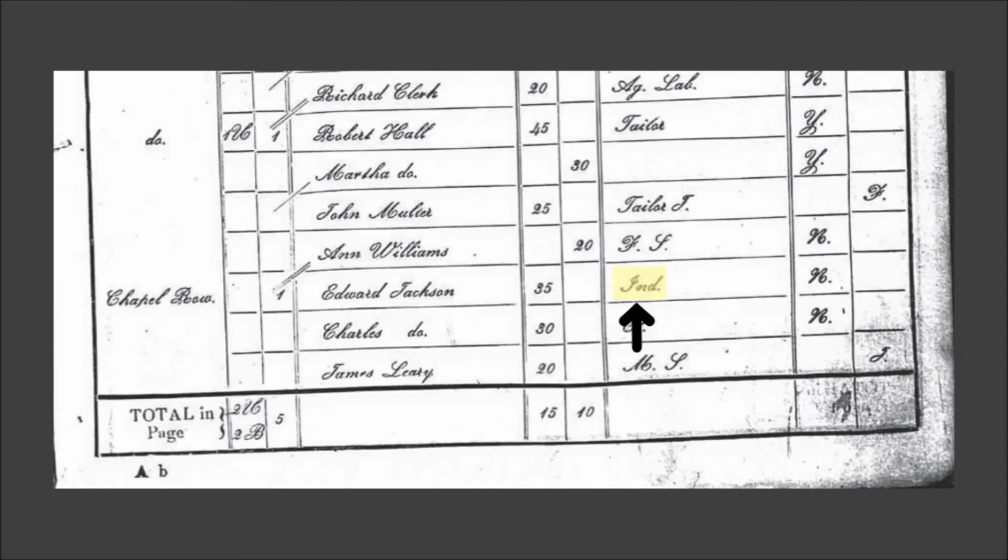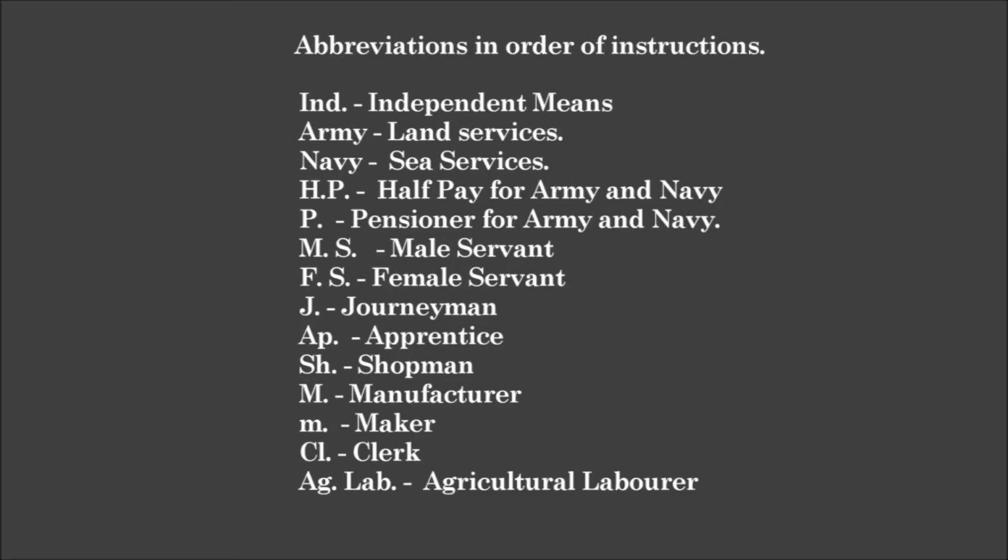For occupations, if a person is living by their own means, then IND for independent means is entered. Wives and children living with an employed husband do not have to have their occupations entered. So here is a list of abbreviations found in order on the directions page.